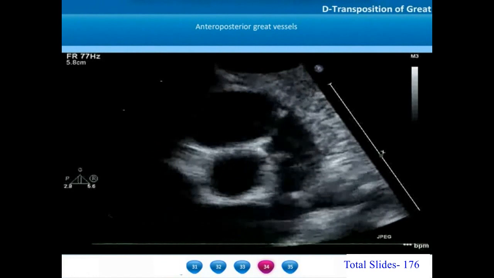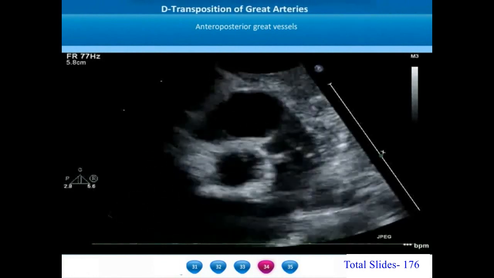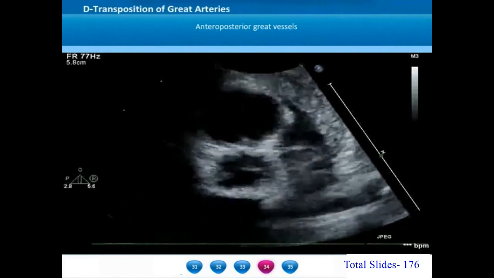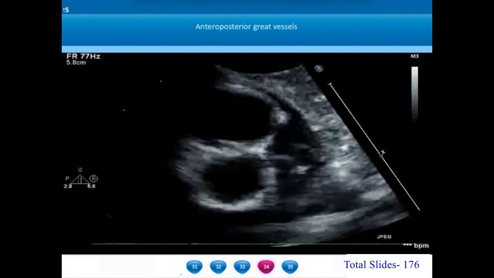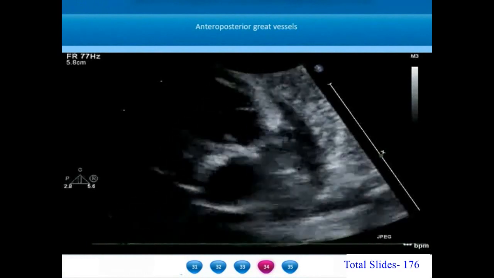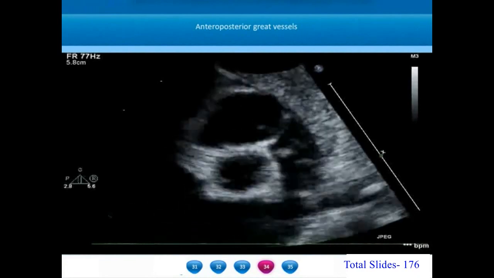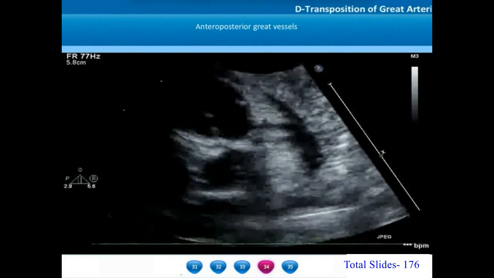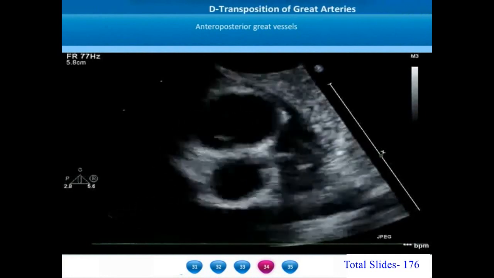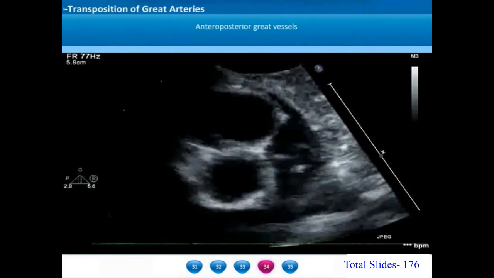Sometimes the ascending aorta may directly be anterior to the pulmonary root. This will be described as the anteroposterior great arteries. The ascending aorta is anterior and the pulmonary artery is posterior. Once again notice that in simple transposition of great arteries in early neonatal period, the pulmonary annulus and the pulmonary root may marginally be smaller than the aortic annulus and the aortic root.